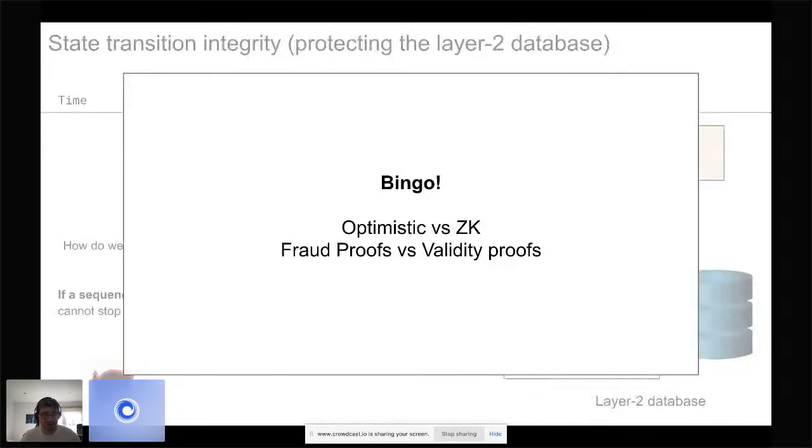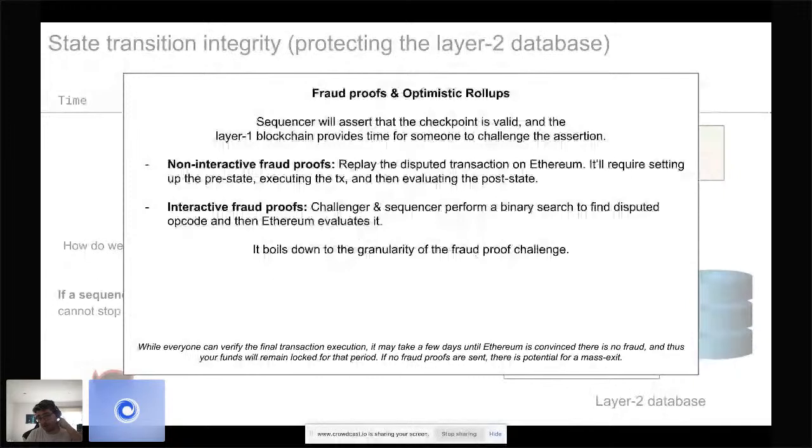Bingo, again, this is optimistic versus zero knowledge proofs, fraud proofs versus validity proofs. Now, fraud proofs and optimistic rollups, the idea here is that the sequencer is making an assertion. So when they post a checkpoint, they are asserting that this checkpoint is valid. They're basically putting their money where their mouth is. They say, here's the checkpoint, it's valid. And now there's a 2-week period where anyone can come along and challenge it and tell Ethereum, that checkpoint is not valid. Here's the invalid transaction.